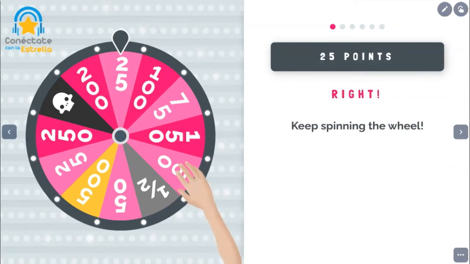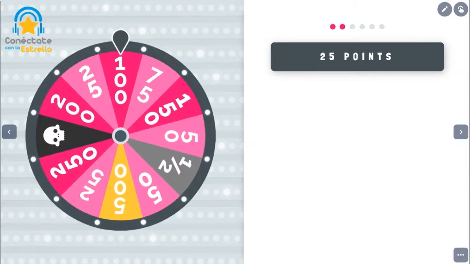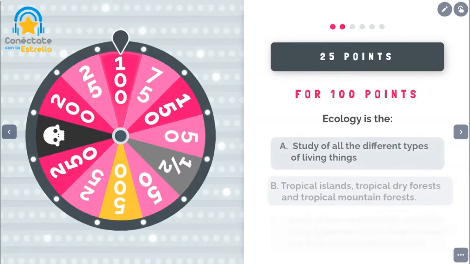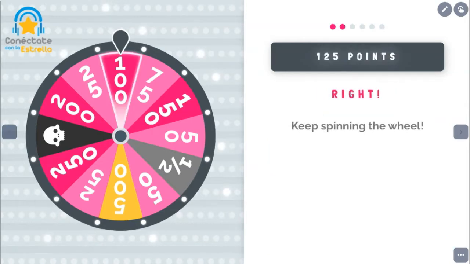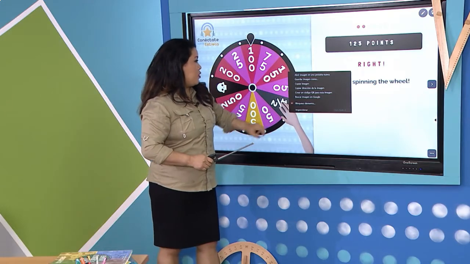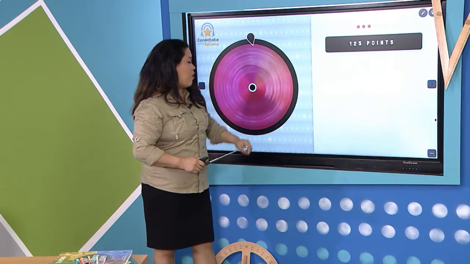Keep going. Now 100 points if you answer correctly. Ecology, what is it? A, the study of all different types of living things, tropical islands, tropical dry forests, and tropical mountain forests, or C, the study of the relationship between living organisms, including humans, and their physical environment. What do you say? A, B, or C? C, correct. Excellent, C. You have 125 points now.